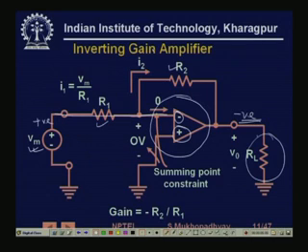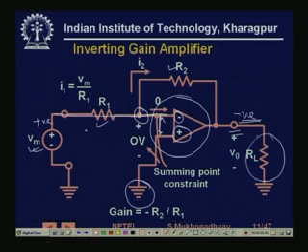As we know, by the virtual ground principle, the basic principle is simple: since the open loop gain is very high, and if this voltage has to be finite, then this potential difference must be 0. This is called the virtual ground principle. Since this is at ground, this is also at ground, very close to ground, and it is maintained very close to ground by the feedback. So what is the current flowing into this? The current flowing into this is Vin by R1.